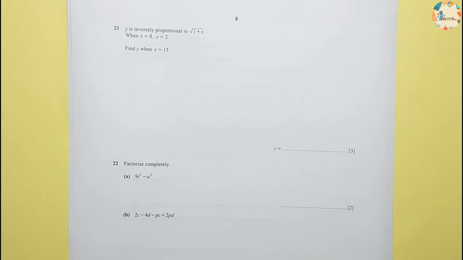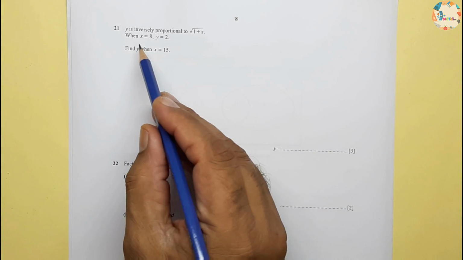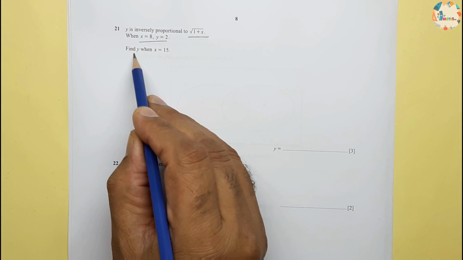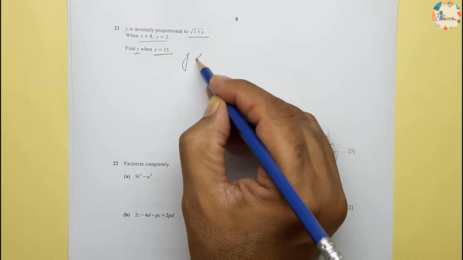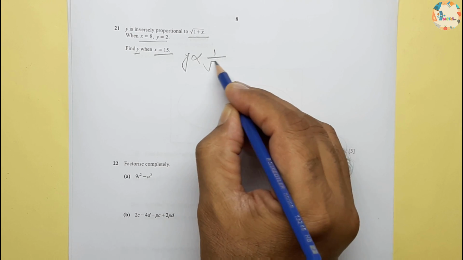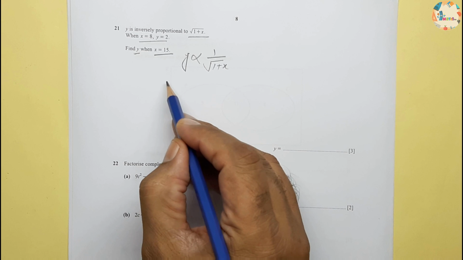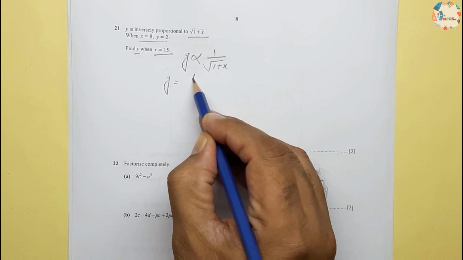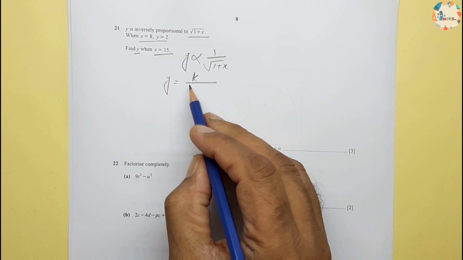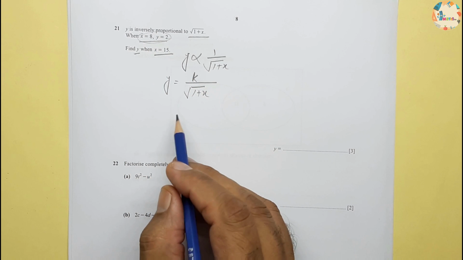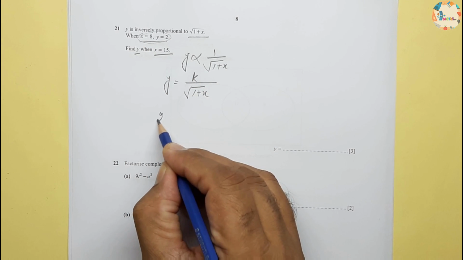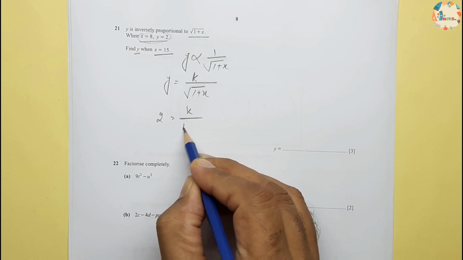Now comes question number 21, a proportionality question, inversely proportional to 1 plus x, and we have to find y. These are the conditions given, so we'll write the equation: y is inversely proportional to the square root of 1 plus x. Then the sign of proportionality we can change to equality by adding k as the proportionality constant. Now we are using these two values.